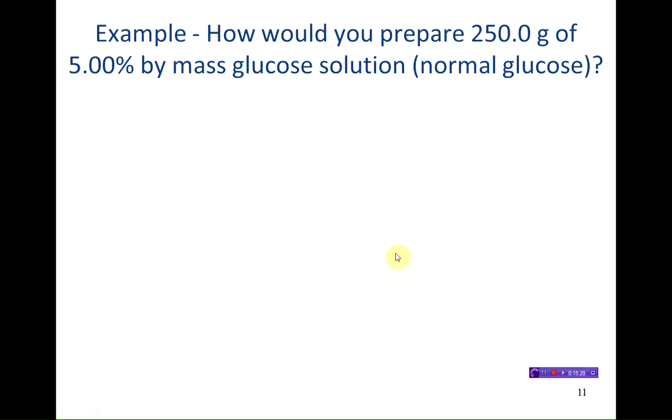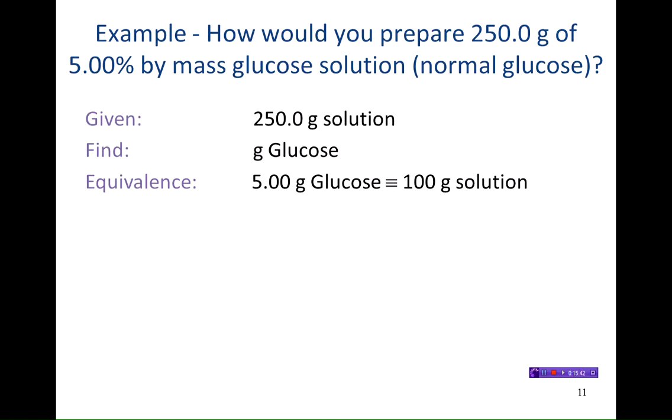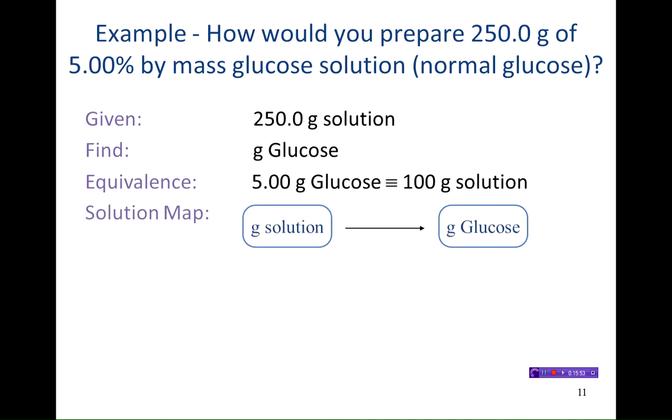For example, how would you prepare 250 grams of a 5% by mass glucose solution? So we're given that we want to prepare 250 grams of the solution, but we want to find the mass of the glucose that needs to go into it. And our concentration is 5% by mass, so that means we need 5 grams of glucose for every 100 grams of solution. So we basically want to take our grams of solution and get to the grams of glucose. And by using the concentration, we can make that conversion.